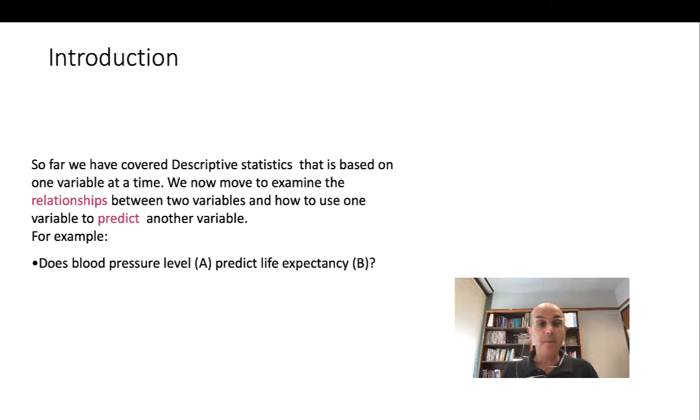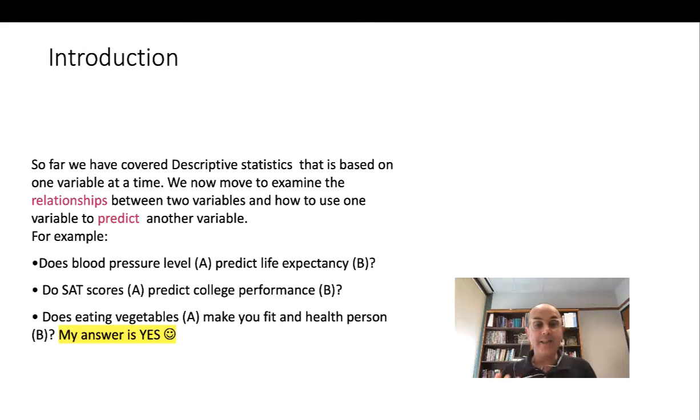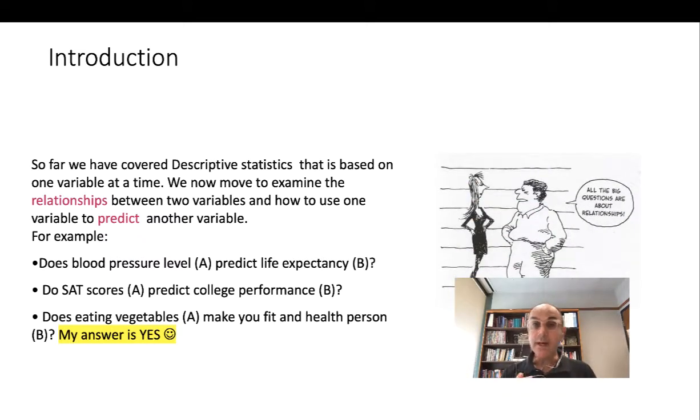For example, blood pressure can predict your life expectancy, or the SAT score can predict your college performance, or eating vegetables can benefit the health of a person. My answer is yes, eat more vegetables. But this is the type of analysis that we are going to cover in bivariate analysis, or bivariate relationship, and that is the aim of this chapter or module.